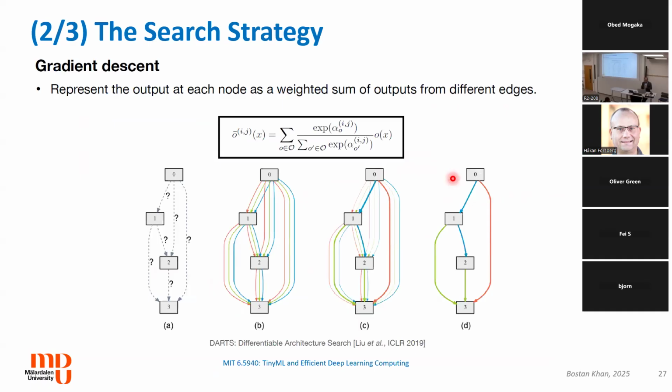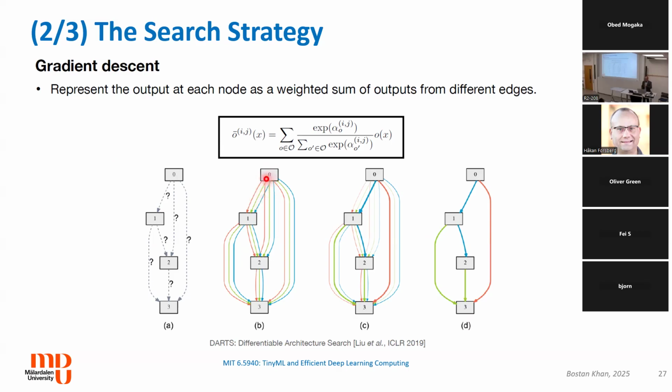Then we have this gradient descent way of searching, which is also interesting. This was from the DARTS paper, Differentiable Architecture Search, in 2019. They represent the output at each node as a weighted sum of outputs from different edges. Consider that we have inputs from layer 0 to layer 1, layer 2, and layer 3. We can have multiple paths from 0 to 1. It could be a 3 by 3 layer, 5 by 5 layer, 7 by 7 layer, like kernel sizes.